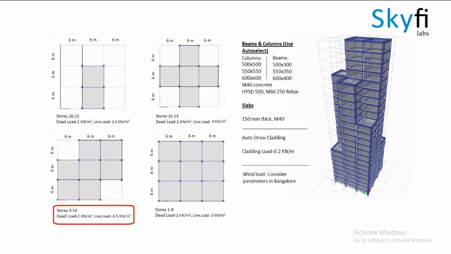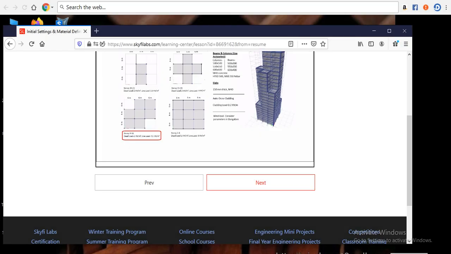Stories 1 to 8 have a live load of 5 kN per meter square. Stories 9 to 14 have 4.5 kN per meter square. Stories 15 to 19 have a live load of 4 kN per meter square, and the beams and columns of different dimensions are given. Slab thickness is 150 mm and outer cladding load is given as 0.2 kN per meter. Wind loads are considered and the parameters are located in Bangalore.